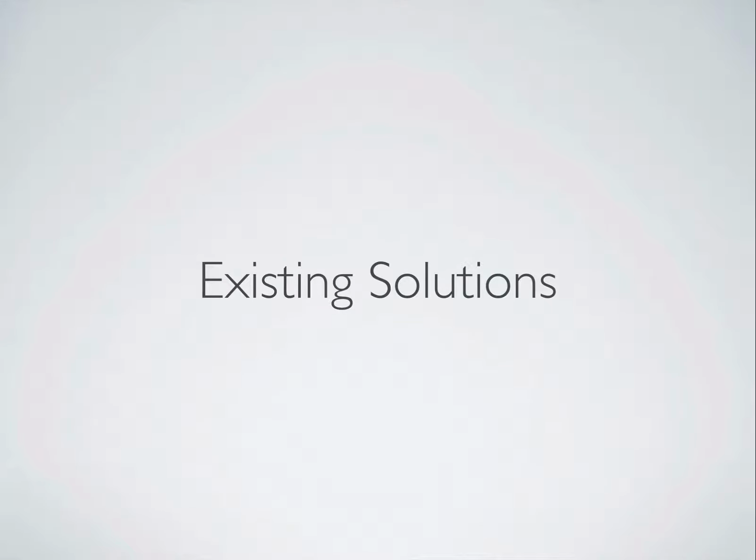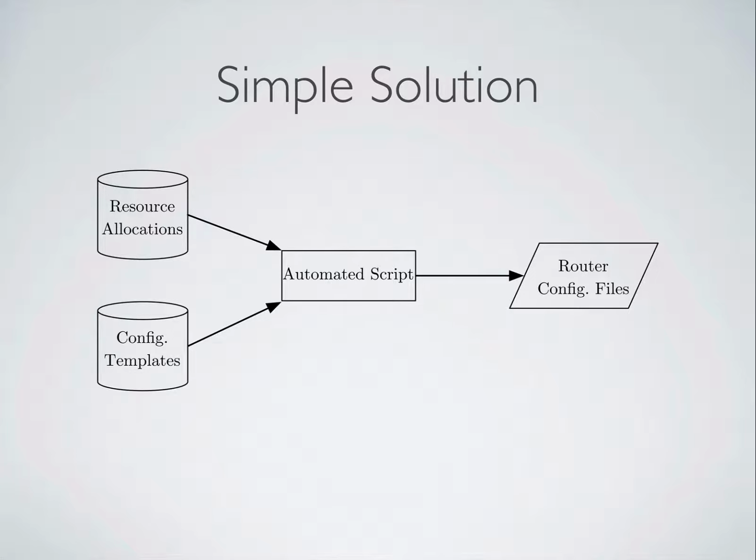There are many existing solutions in this space. We'll provide a quick overview here and their role in network experimentation. The simplest solution is a scripted solution, in which we have the resource allocations, such as the OSPF cost or IP addresses, stored in some form of resource database. We then have a set of configuration templates for each network element, such as IOS or Quagga. An automated script takes the configuration templates and interpolates the resources applicable to that device. The output result is router configuration files. This helps with the problem of transferring the resources in the resource database into the configuration files.